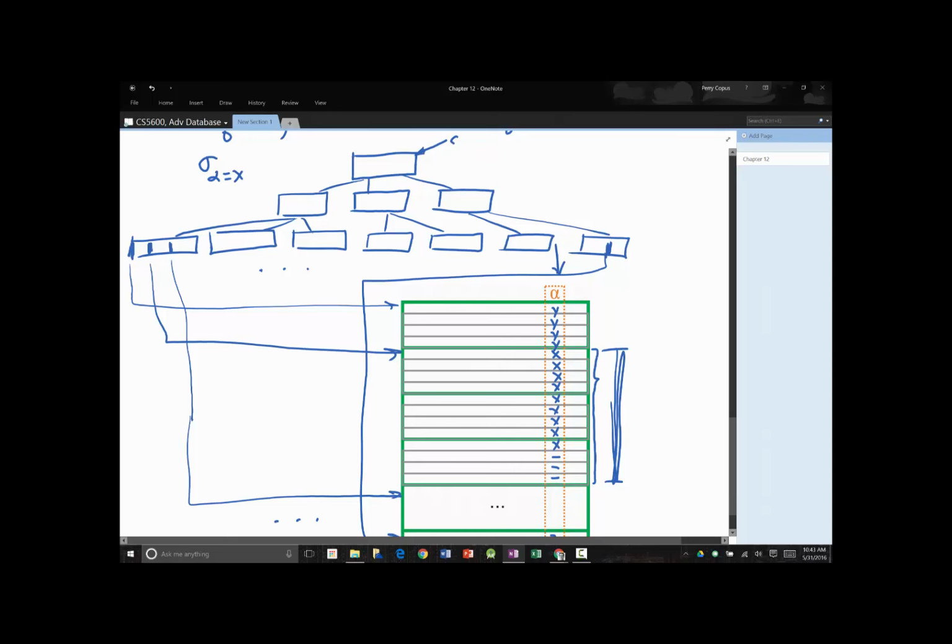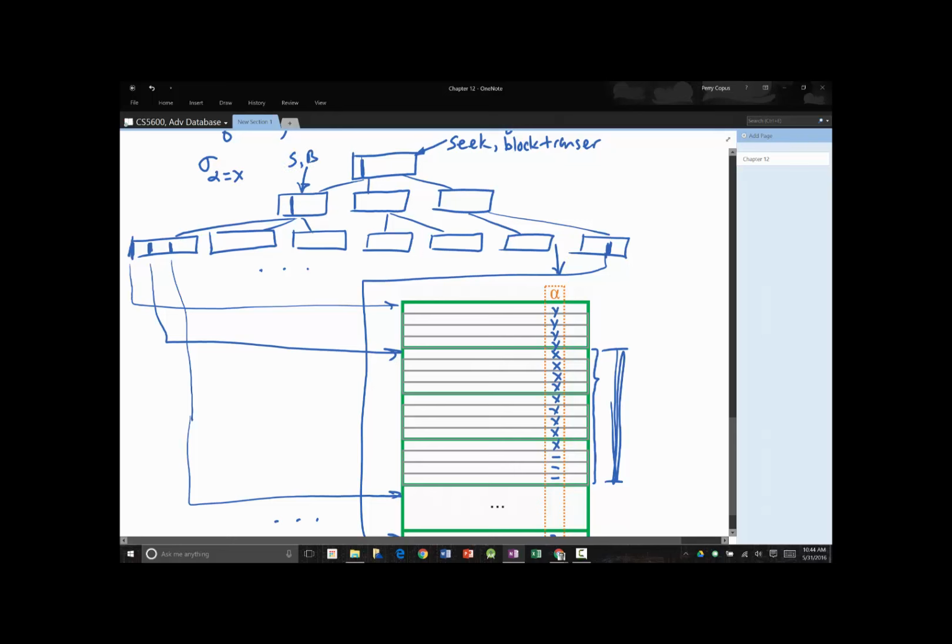So I'm going to seek to here, and then I'm going to determine which pointer to follow from there, and that's going to give me a new block. So I have to do a seek, and I have to do a block transfer, right, to get the root. Then I'm going to do from here another seek to get this node, another seek, and another block transfer.